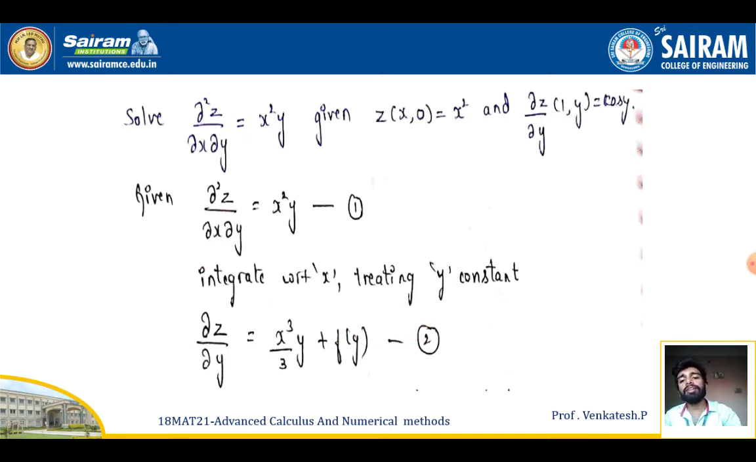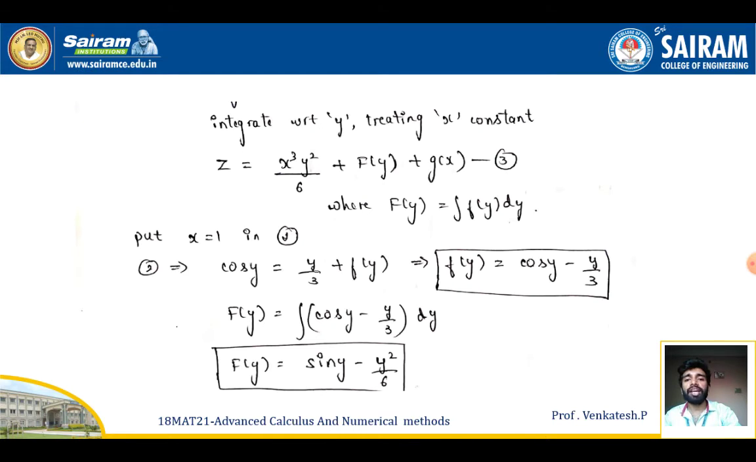Again, to eliminate ∂/∂y, I am going to integrate this equation with respect to y, treating x as constant. After integration, we get z equal to: integrating y, I get y²/2, and since x³/3 was already there, I get x³y²/6, plus integrating f(y), I get capital F(y). So capital F(y) is the integration of f(y) dy, plus a constant, which is g(x). Call it equation number 3.